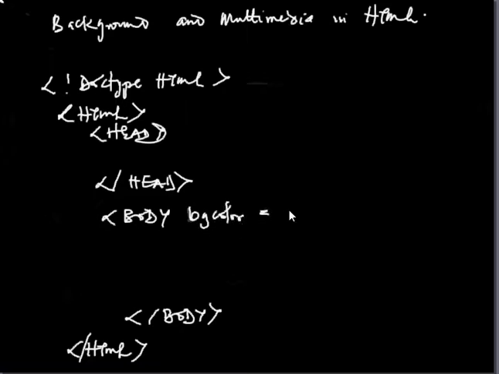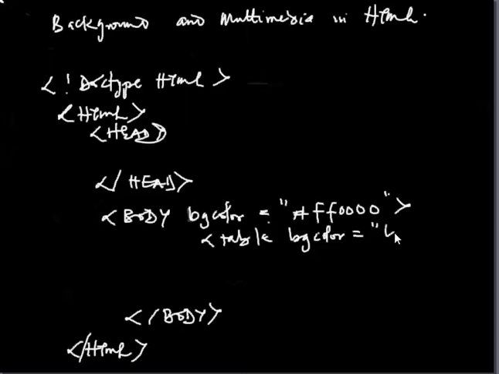Color here, hash FF0000. That's hexadecimal form. That shows that I should turn everything to red. All the background should be red. Then you can now start having your table. Then you can also have the background color, which can be blue. Then close it.